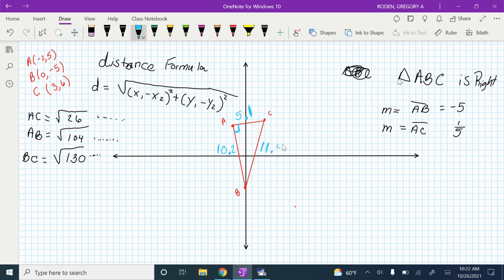Now, how would we figure out the perimeter, class? What would we do? You would add them up. All right, so go ahead and add those up, and that's going to give us our perimeter. Okay, see that? 26.